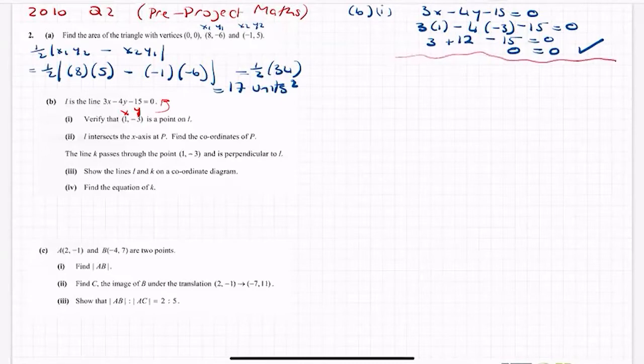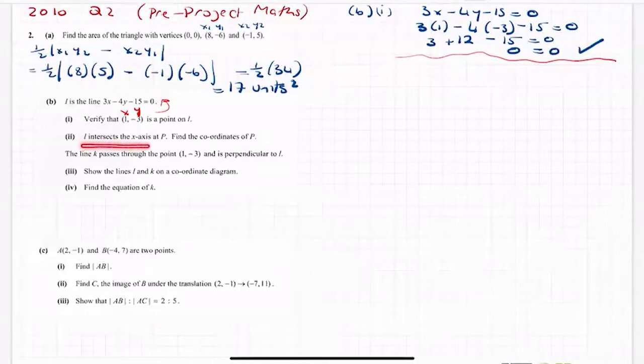If you didn't get the left equal to the right, you would have made a mistake because that word verify means prove or show. Okay, so they're telling you that that point is on the line. So the left will equal the right, otherwise you've made some sort of a mistake.